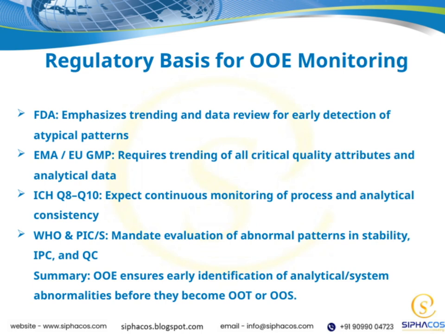The ICH Q8 to Q10 guidelines go a step further, expecting continuous monitoring of both process and analytical consistency, which supports robust process development and control. Additionally, the WHO and PIC/S regulations mandate the evaluation of abnormal patterns in areas like stability testing, in-process controls, and quality control. All these requirements converge on a key point: the importance of OOE monitoring. This approach allows us to identify analytical and system abnormalities early, before they become out-of-specification or out-of-trend issues.